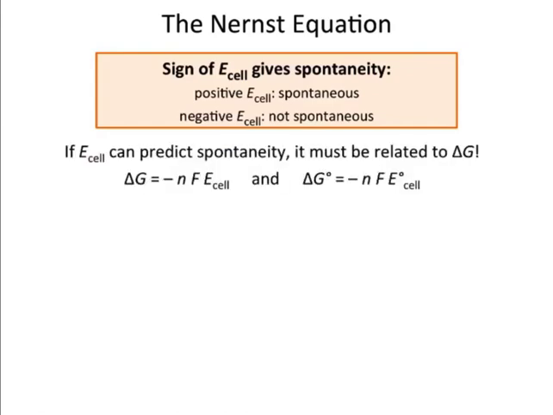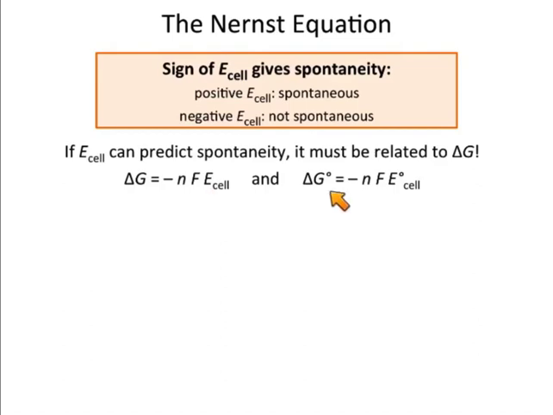Now, if E cell can predict spontaneity, then it has to be related to delta G, the Gibbs free energy, which also predicts spontaneity. And indeed it is, and so here are the equations for that. You have the Gibbs free energy change, you have nFE cell, and we'll talk about what those are in a minute. Well, you know what E cell is.